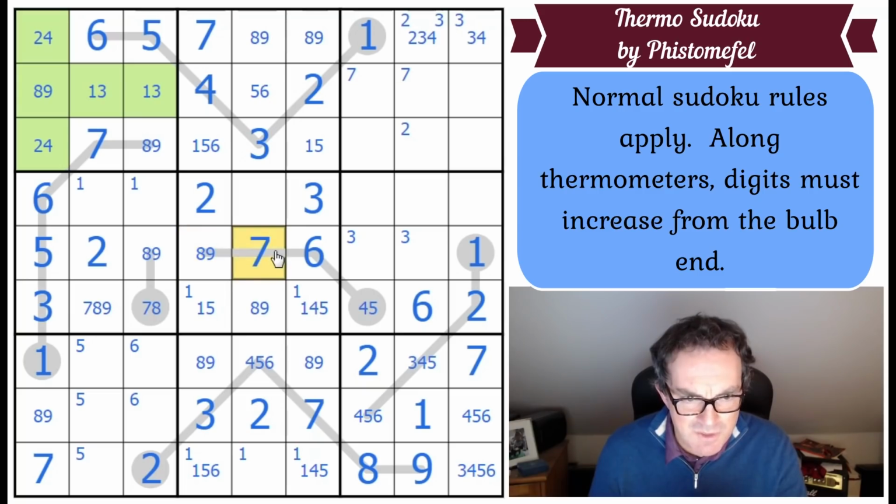This 7's not done anything. It's not really done much. 7 goes up there. No. It's really not done much. 7, 8, 9. So this is a 1, 4 pair.